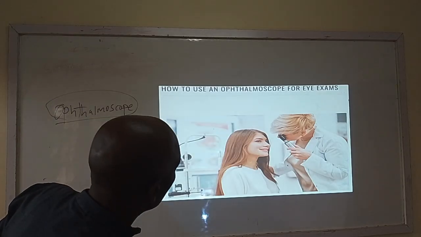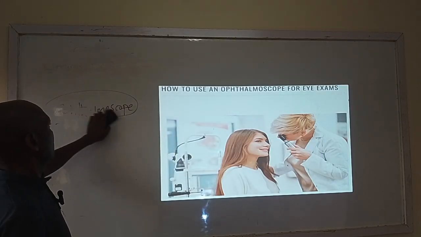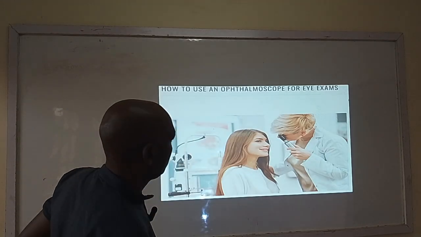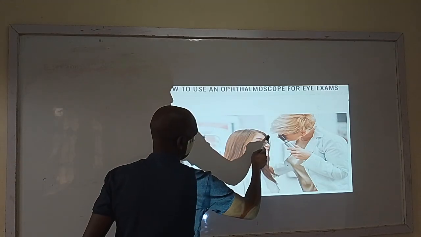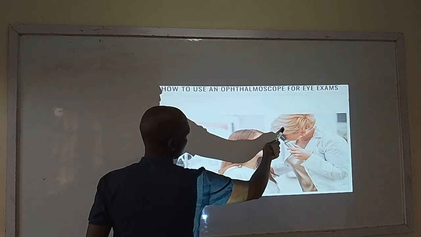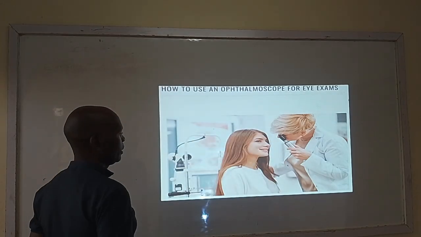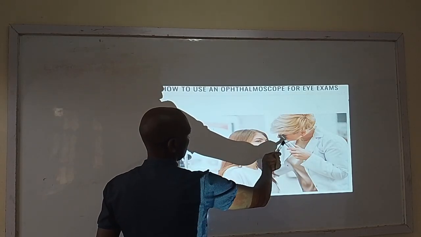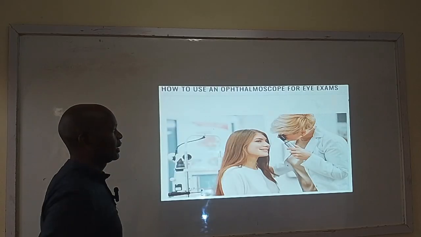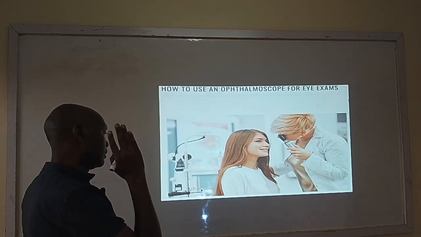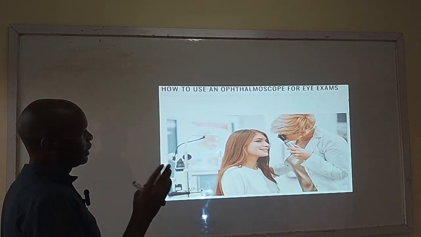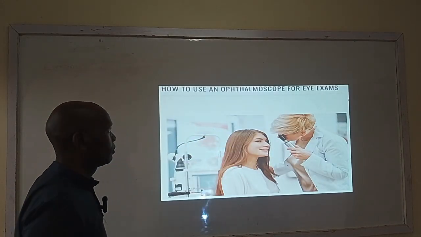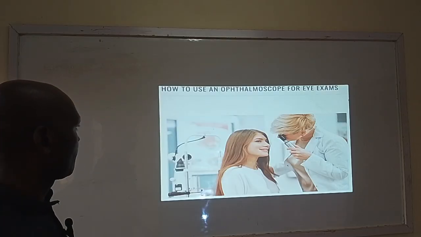So that one also is a diagram now, illustrating how an ophthalmoscope is used. Remember, when you are examining the left eye, you must use your left eye. And when you are examining the right eye, you must change the ophthalmoscope to the right eye. So it is right eye to the right eye, left eye to the left eye. That is the order on how to use an ophthalmoscope.